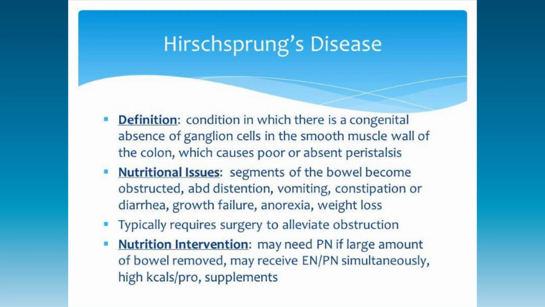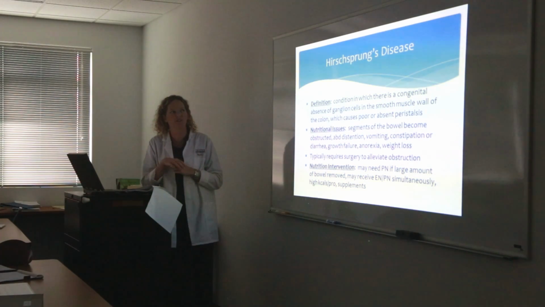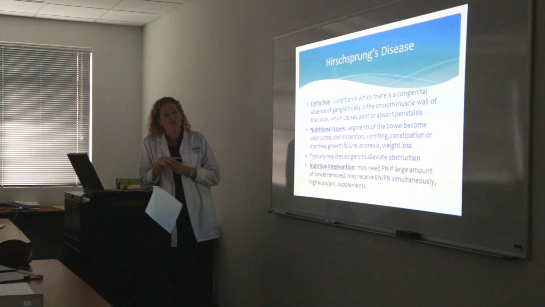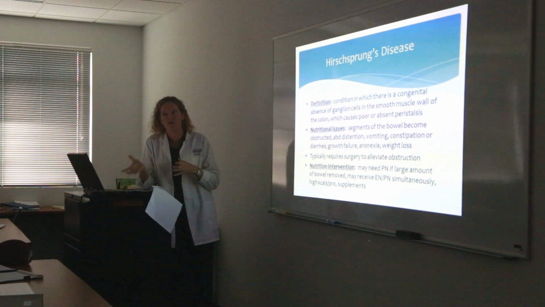So a lot of nutrition issues with Hirschsprung's, and it can be very mild, and it can be very severe. So there's a whole kind of range for this disease. Usually, it will require surgery to remove that part of the bowel that's obstructed. They might need parenteral nutrition if they've had a large amount of the bowel removed. They may be able to tolerate some enteral, maybe with parenteral simultaneously. They may be able to eat. They may be able to just take some high-calorie supplements.